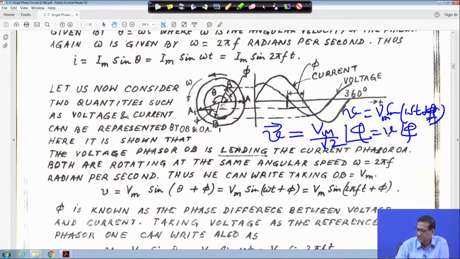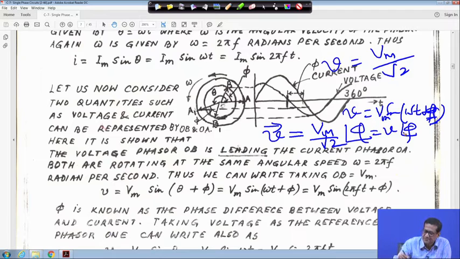V is the RMS value, but where no arrow is used, it means the RMS magnitude. So V is equal to Vm by root 2, the RMS value. Whenever we solve numericals, unless otherwise specified, we will take the RMS value. So this is actually V angle phi.